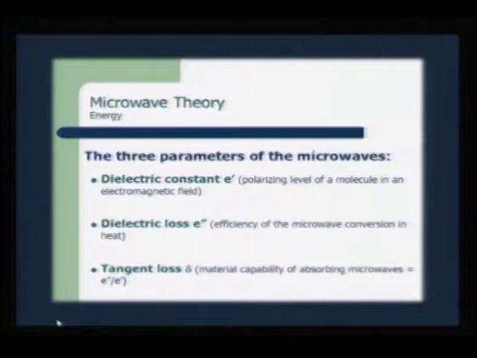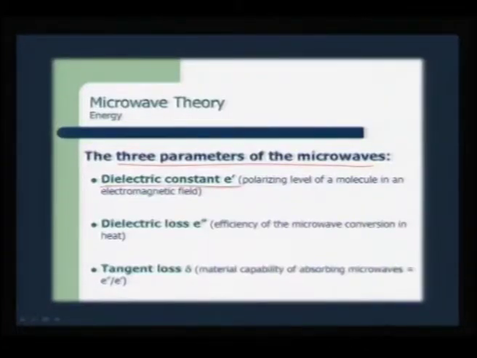When we think about this heating, do we have any numbers that we can look at, and what is the factor that governs the heating of these materials? There are three parameters that we should bear in mind, and we need to moderate them in order to get the maximum heating effect. One is the dielectric constant, epsilon prime, which has to do with the material itself interacting with microwaves, and this dielectric constant depends on the polarizing level of a molecule in an electromagnetic field.